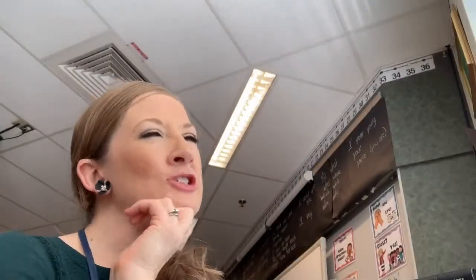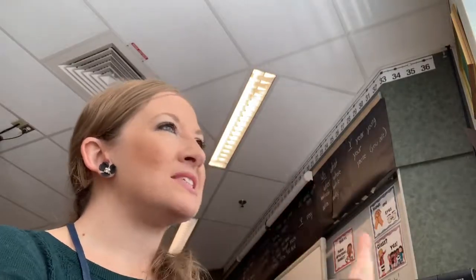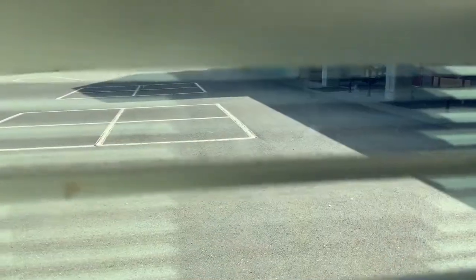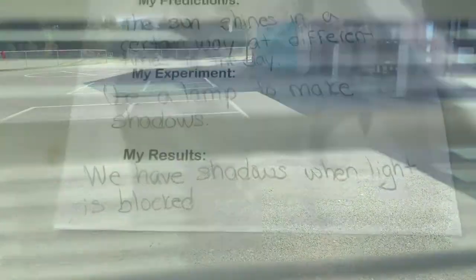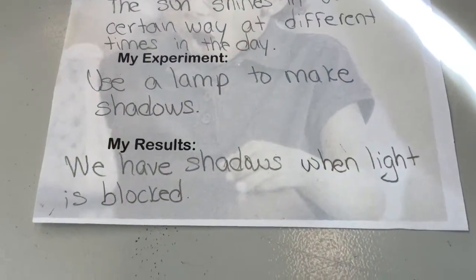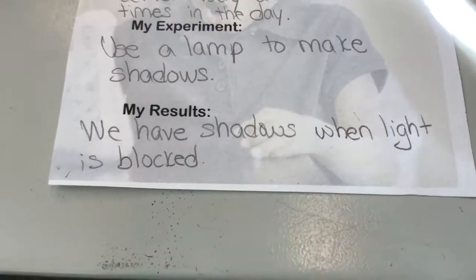Well, that's very interesting because the flashlight is kind of like the sun, and it wasn't like the flashlight was shining in a certain way. It was when I blocked the light. So maybe we have shadows because the sun is being blocked. So because the building is blocking the sun, it makes a shadow on the ground in the shape of a building. My results: we have shadows when light is blocked.